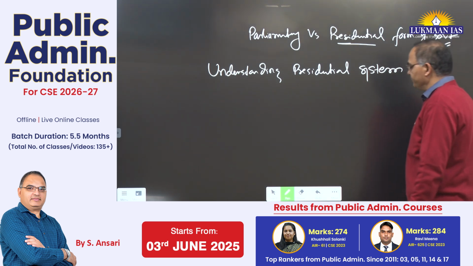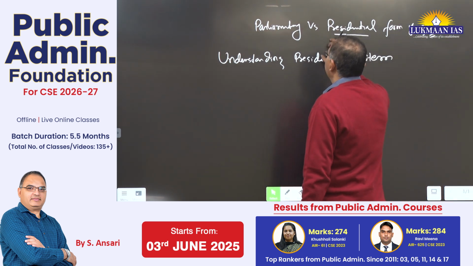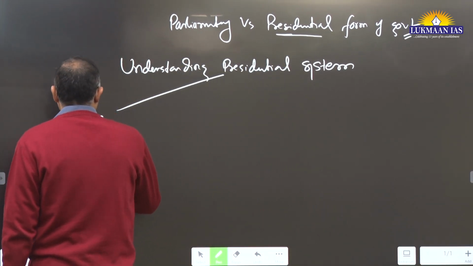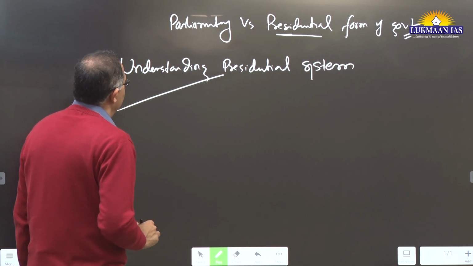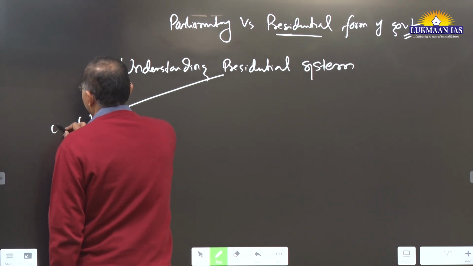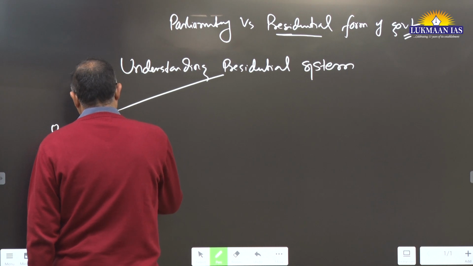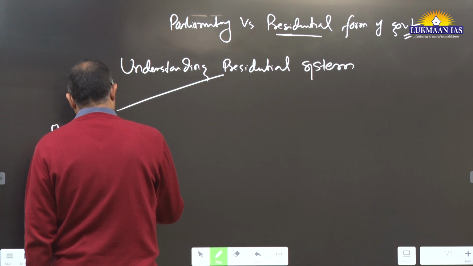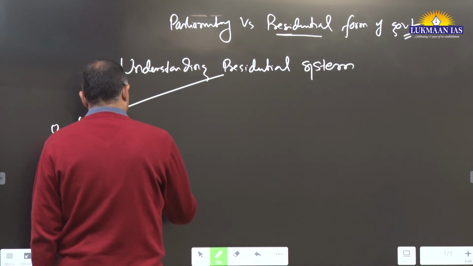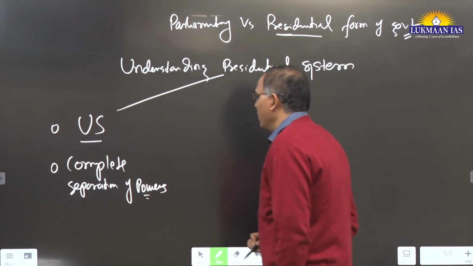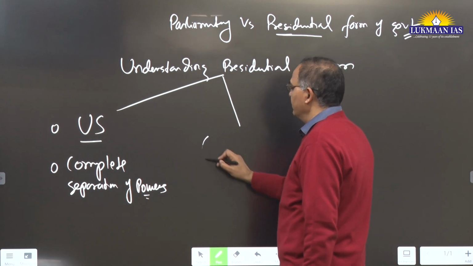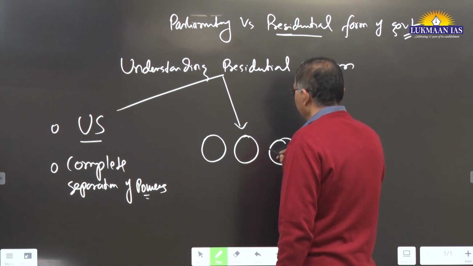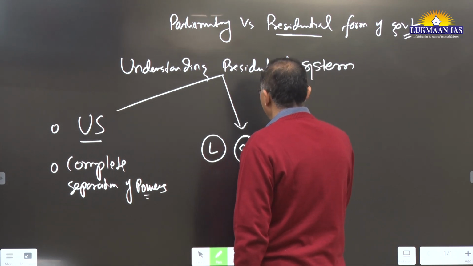Presidential system. So basically, the presidential system is found in the US, right? Now in the presidential system, the US has complete separation of powers. So then you will find that there, this is called legislature, this is called executive, this is called judiciary. So all will be separate.